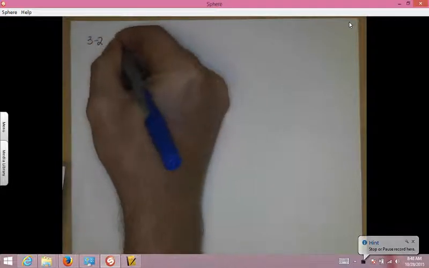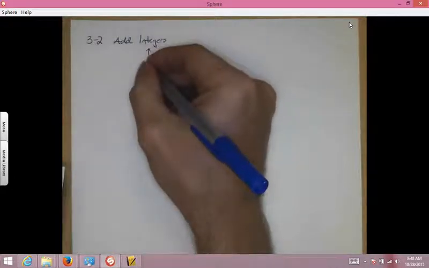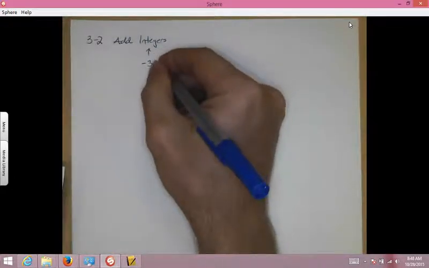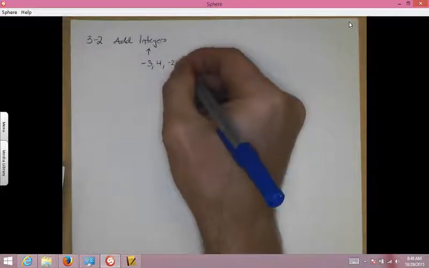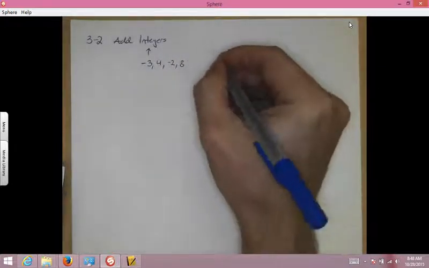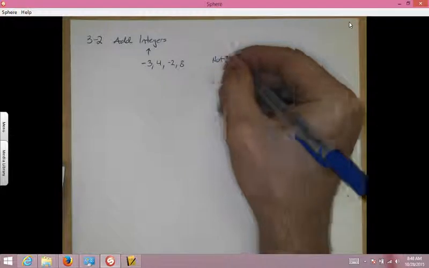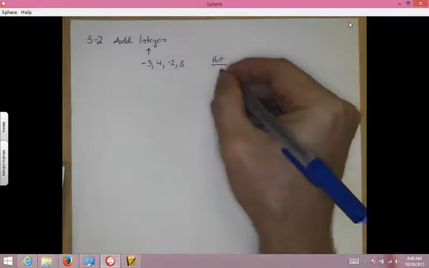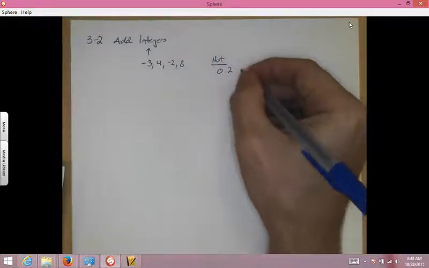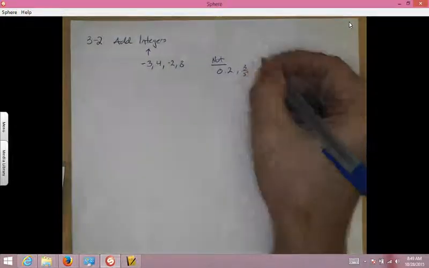Alright, so we are on Chapter 3, Section 2. The name of this section is Add Integers. So, first of all, quick review, integers. Integers are the numbers -3, 4, -2, 8. They're numbers that aren't divided. So, things that are not integers would be things like 0.2 or 3/5 and so forth.